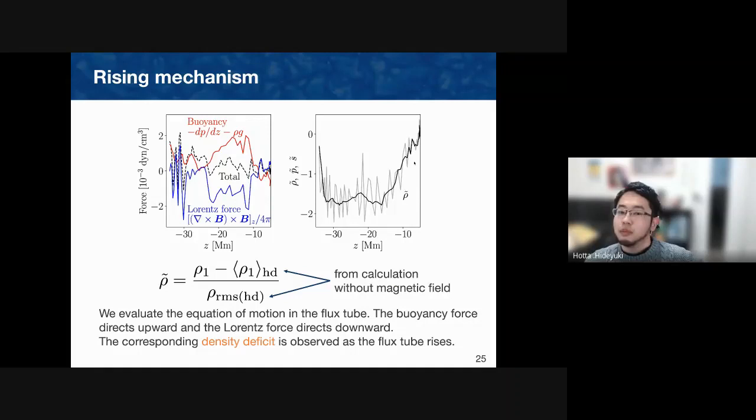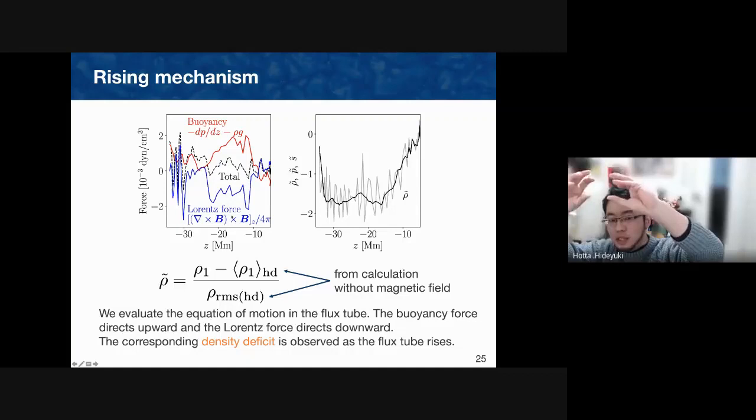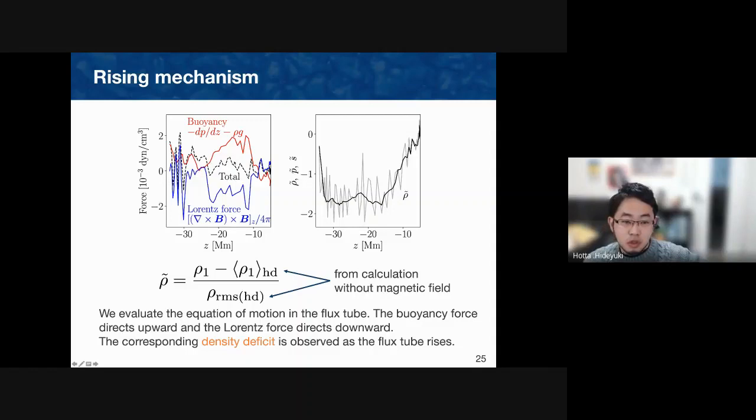This red line shows the buoyancy, and this blue line shows the Lorentz force in the flux tube. And this is the total. The buoyancy goes upward, and the Lorentz force goes downward. The Lorentz force wants to keep the flux tube together by the magnetic tension, and the buoyancy wants to raise the flux tube. This buoyancy is caused by a small density in the flux tube.